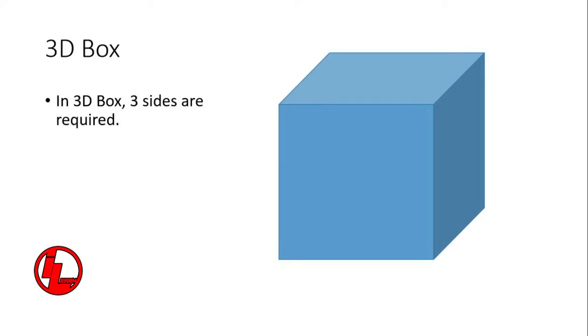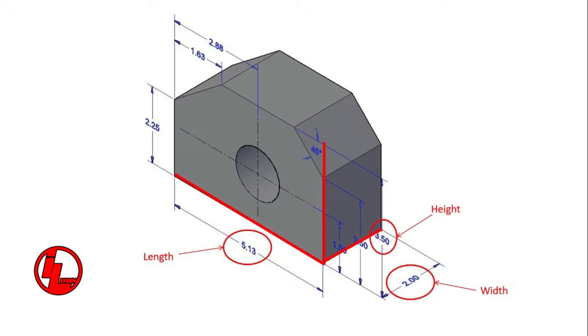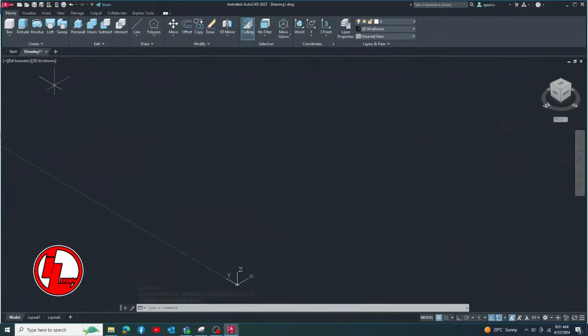In a 3D box, 3 sides are required: the length, the width, and the height. In our example drawing, the length is equal to 5.13, the width is equal to 2.00, and the height is equal to 3.5. Now, let us create a 3D box.